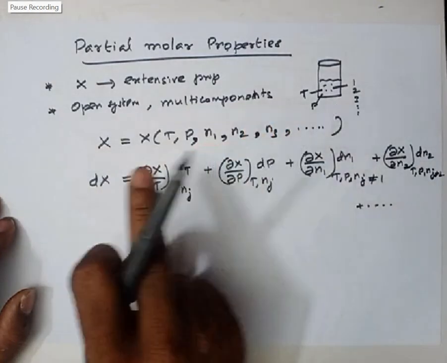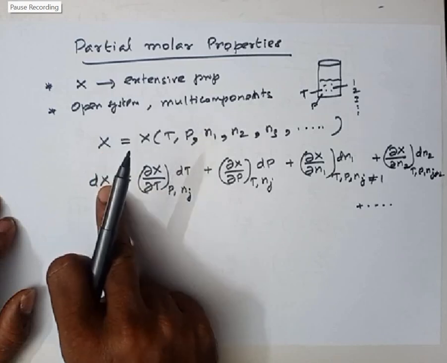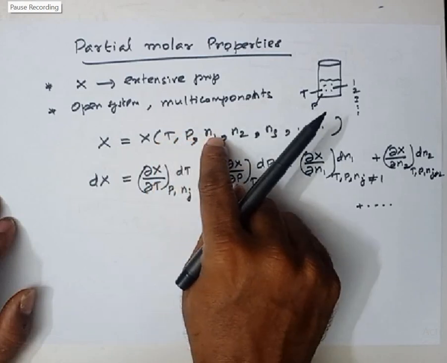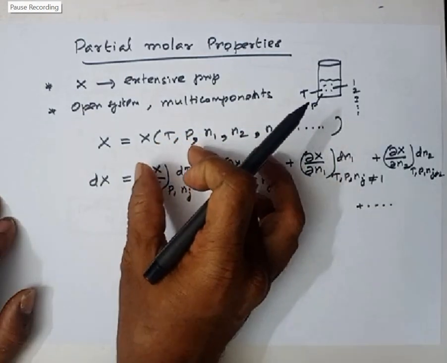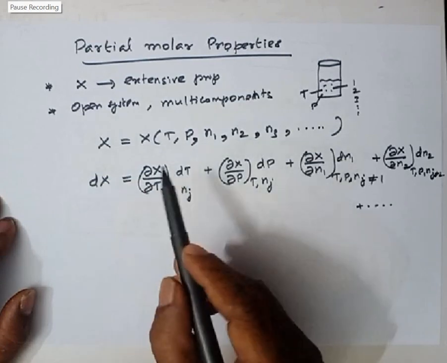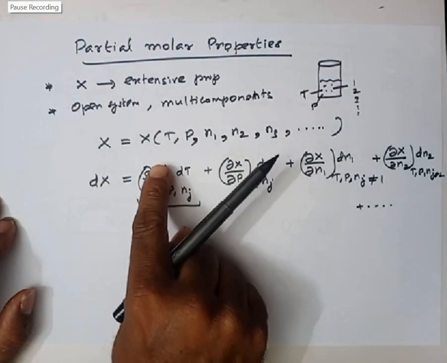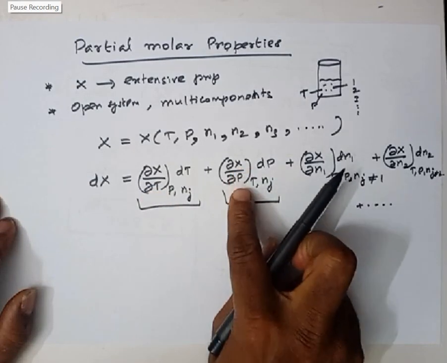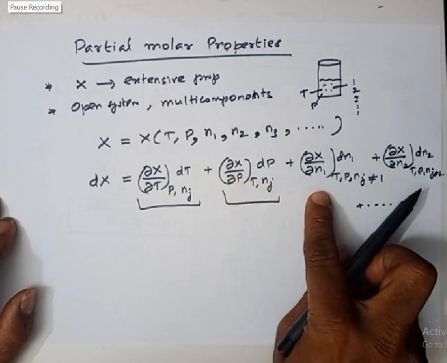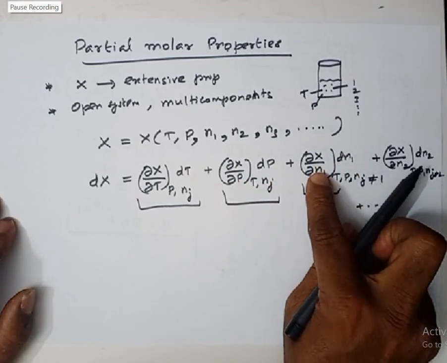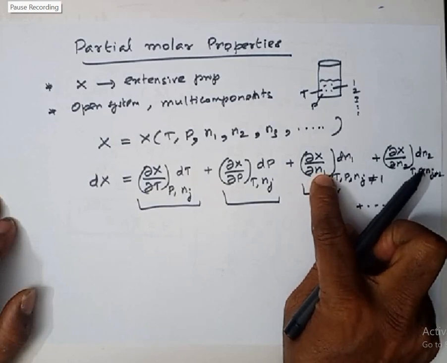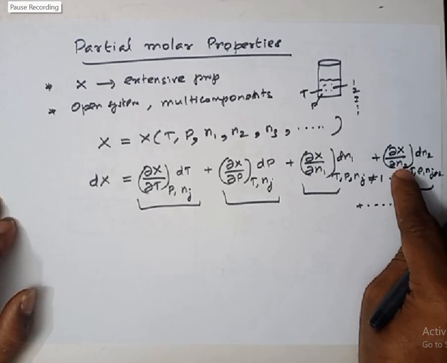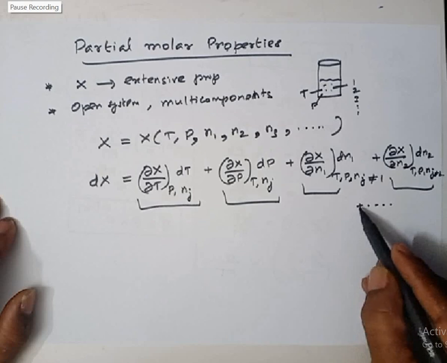Now X changes due to change in temperature or change in pressure or change in number of moles of component 1. What is the change of X due to temperature? This term gives you the change in X due to change in temperature. The second term gives you the change in X due to change in pressure. The third term gives you the change in X due to change in number of moles of component 1. And this term gives you the change in X due to change in number of moles of component 2. Like that we have many terms, etc.